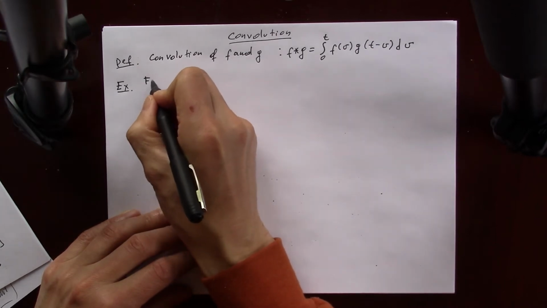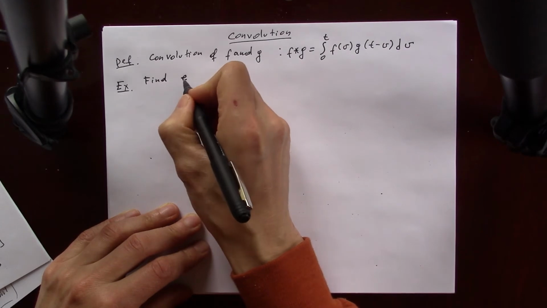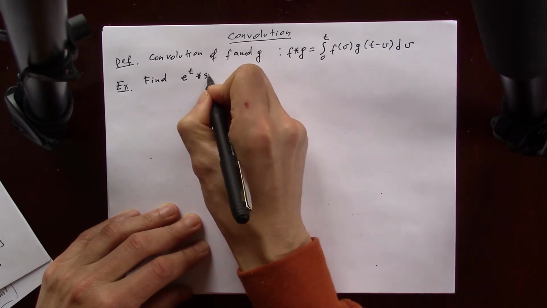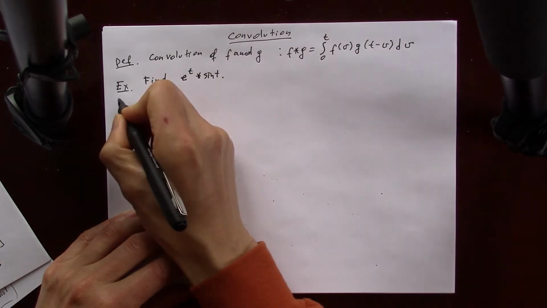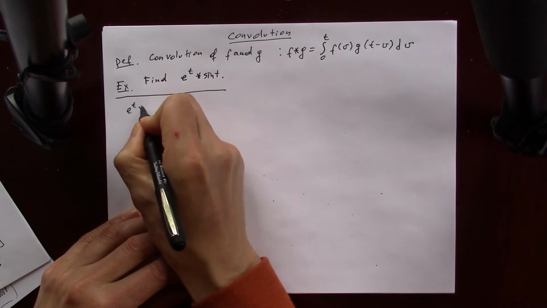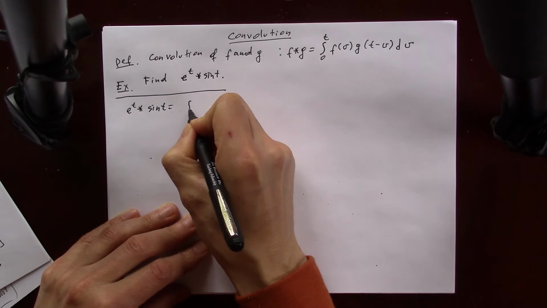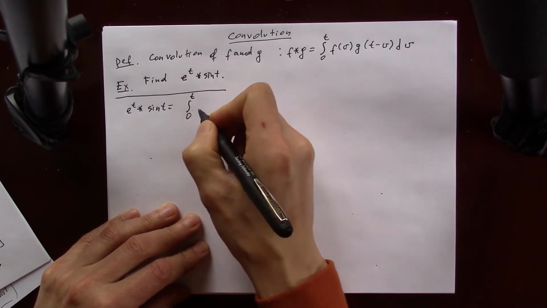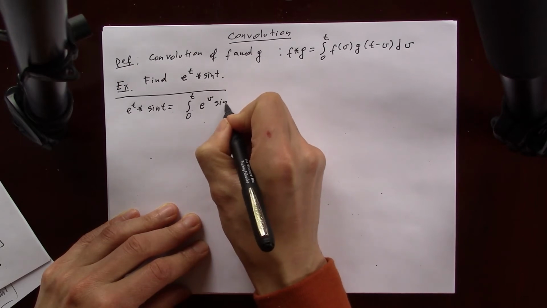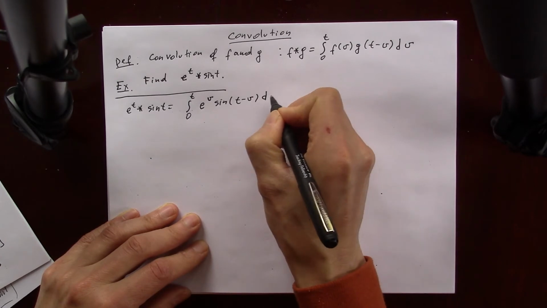Say, find the convolution of e to the t with sine t. By the definition, the convolution of e to the t and sine t is the integral from 0 to t of e to the v sine of t minus v dv.